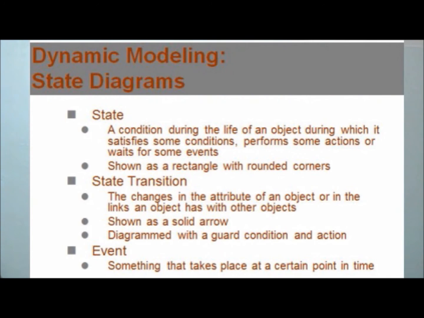Usually that's because there's just not that many states, to be honest. Also, it's a little more complex to get our heads around. But nonetheless, let's make sure at least we know what a state diagram is and how it works. So state is a condition during the life of an object during which it satisfies some conditions. So you've got to be able to define its state. It may perform some actions, or it may wait for something else to happen. And it's shown as a rectangle with rounded corners. Let's take a look at the diagram.